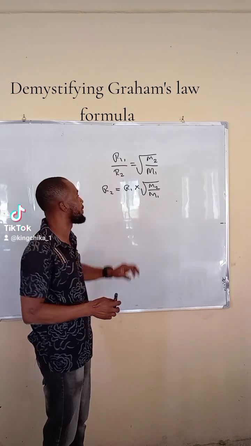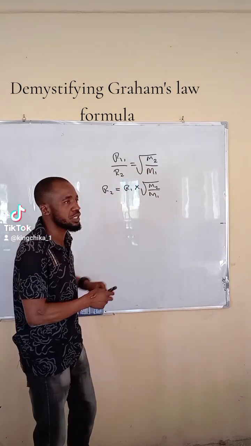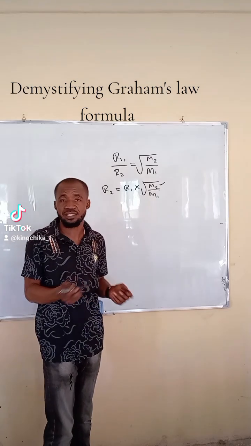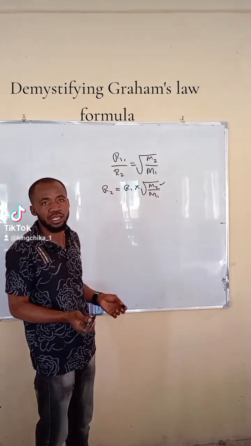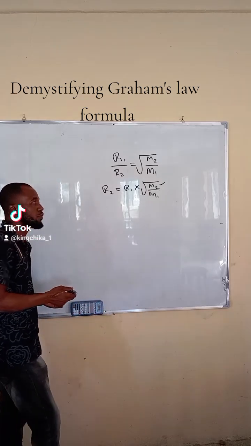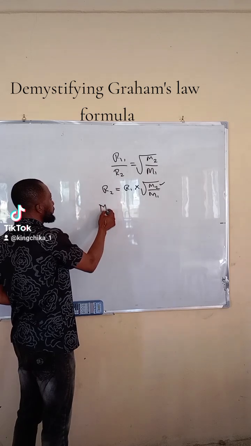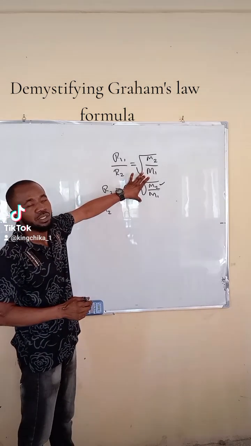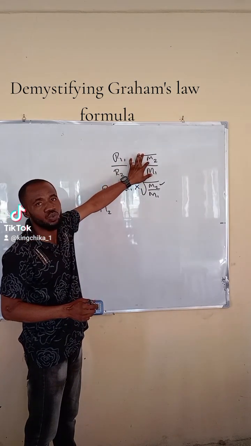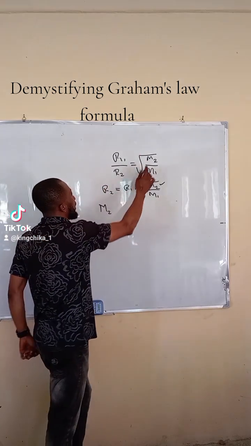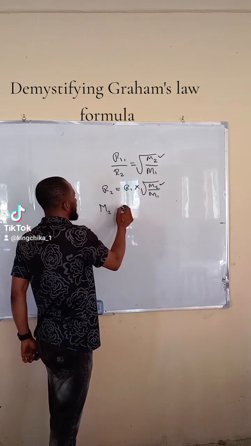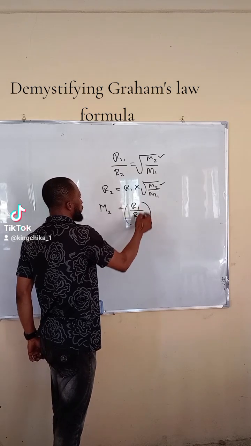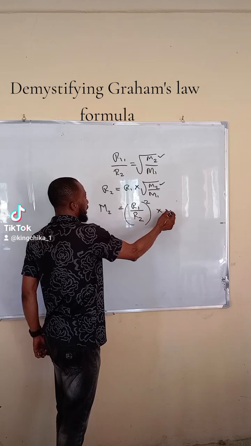Where the problem often comes is whenever I'm looking for something inside the bracket, which is sometimes M2 or D2. Now D2 is density, while M2 is relative molecular mass, atomic mass. So looking for M2, you have to remove this square root. And if you are removing the square root, because you're looking for M2, your formula will now be rearranged as R1 all over R2 squared multiplied by M1.